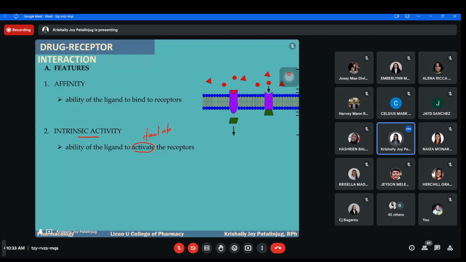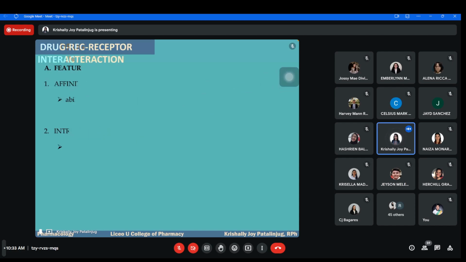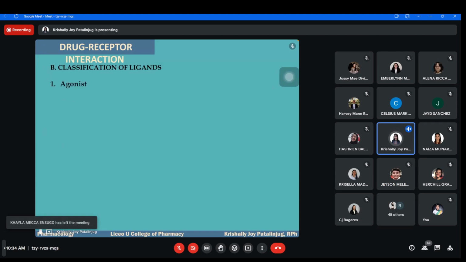Now, since not all ligands are able to activate receptors, there are also ligands that could block or inhibit receptors. That resulted in two general classifications of ligands. That is why we have agonists, and we also have those that inhibit or block receptors, the antagonists. So later, next slide, I will discuss antagonists. So let's start with the first classification of ligands.